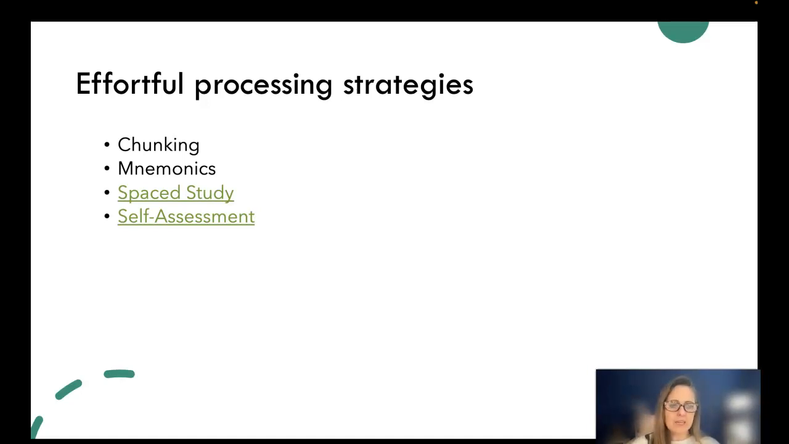So what are some of the techniques that we use? Well, these are some examples of effortful processing strategies. We have things like mnemonics, spaced study, and self-assessment. And it may be that all of those are familiar to you, but if not, mnemonics are basically memory strategies. So there are different types of mnemonics. Things like rhymes and songs are examples of mnemonics.